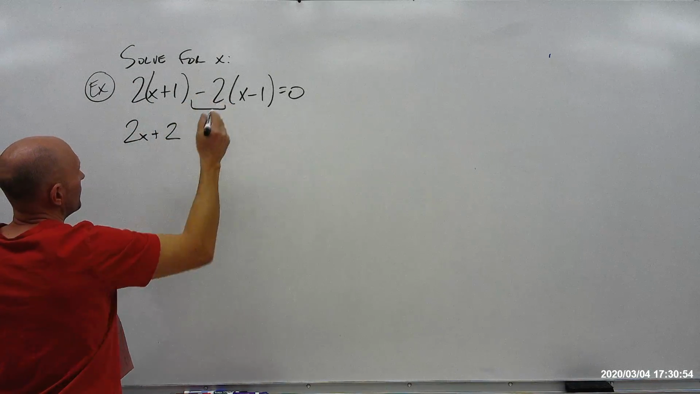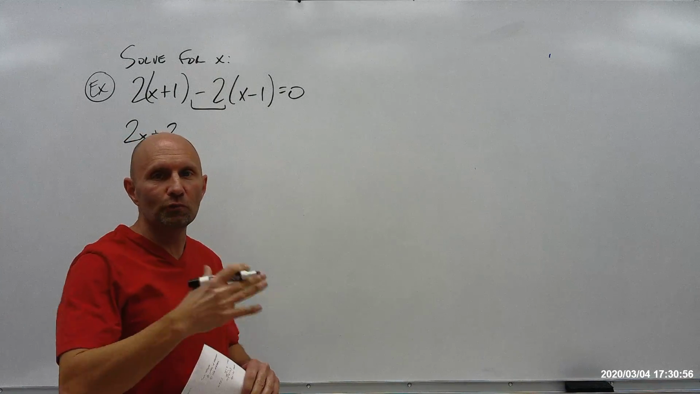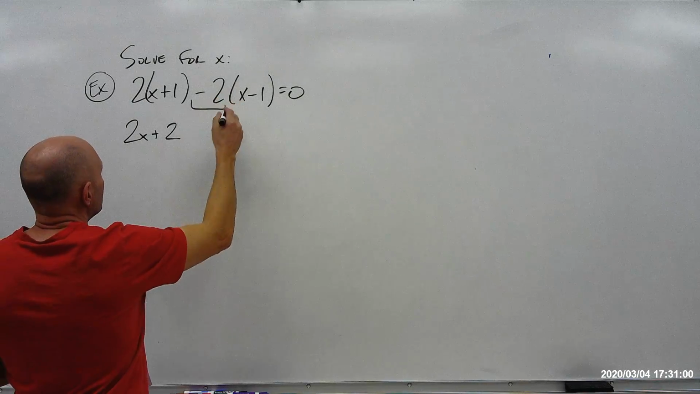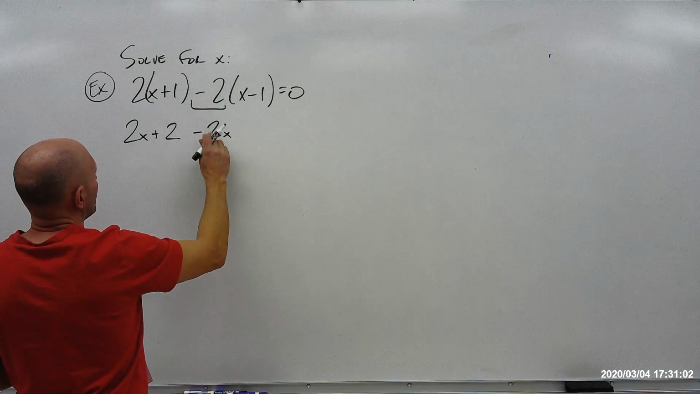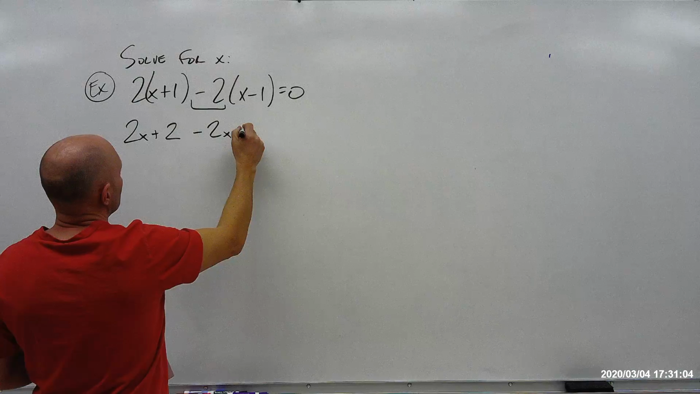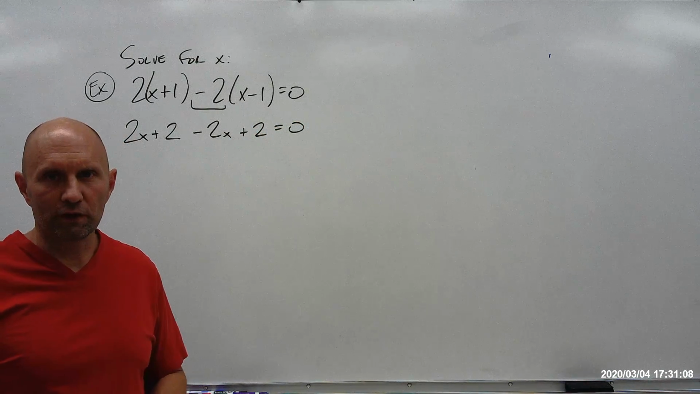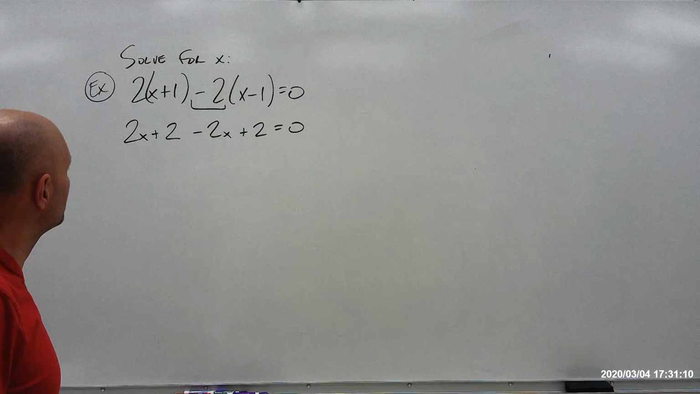And now be careful here. We have a negative 2, so be careful when we distribute the negative sign. So negative 2 times x is minus 2x. Negative 2 times negative 1 is plus 2. All equals 0. Nothing to simplify on the right side.